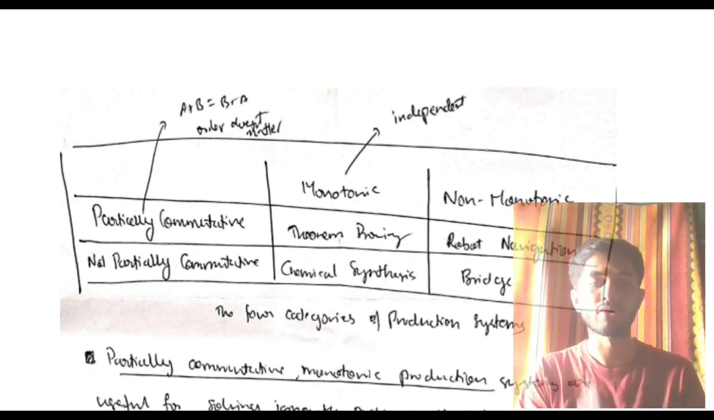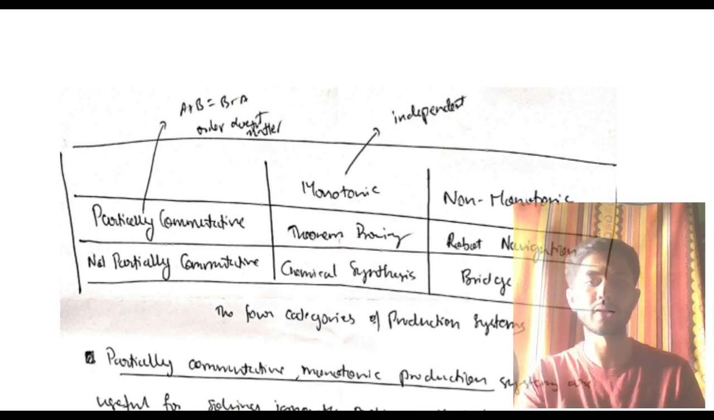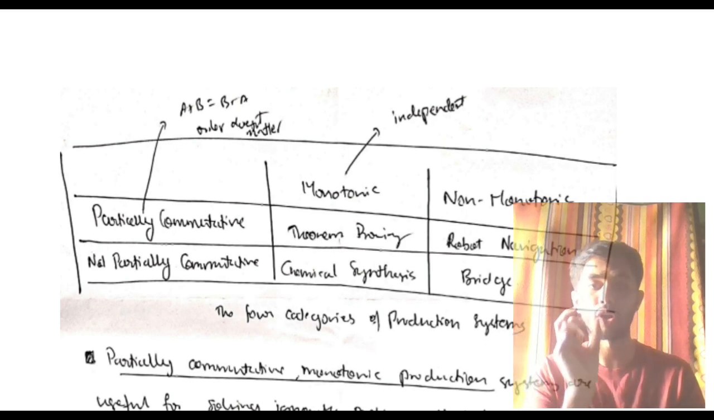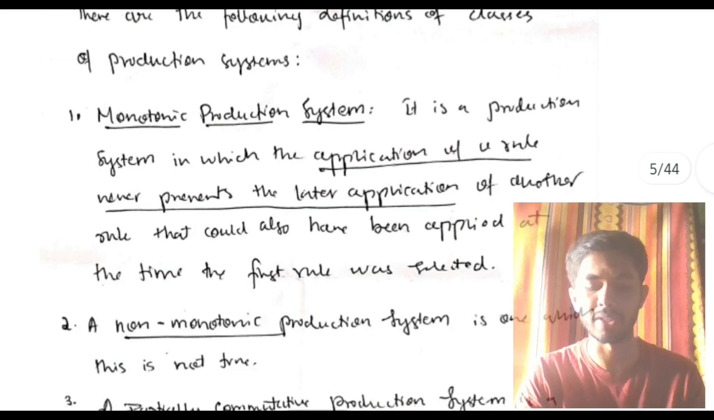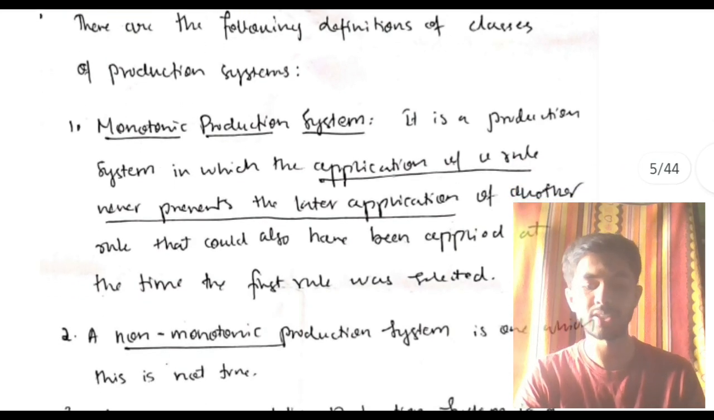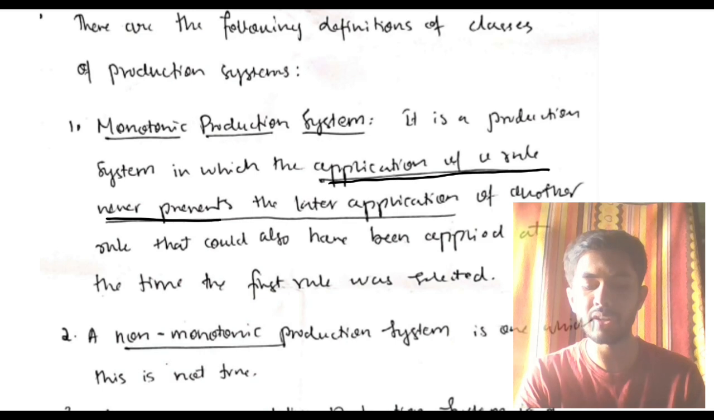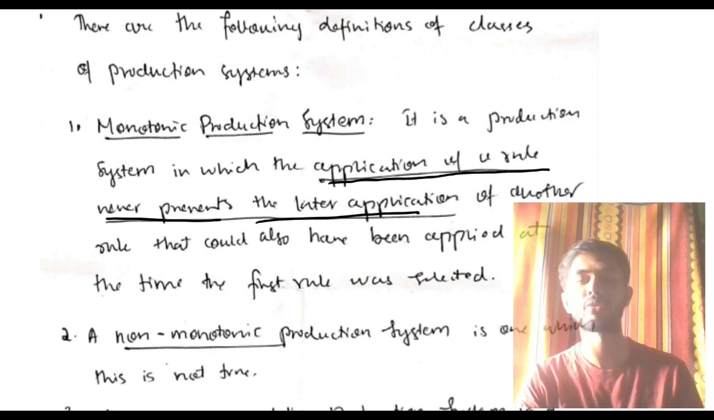Partially commutative. Commutative means what? 1 plus 2 is equal to 2 plus 1. That is commutative. Order does not matter. Non-partially commutative means the order matters in that case. So you just have to remember these 4 things, but more than that you have to actually know what they mean. A few key points regarding each of these: monotonic means what? The application of a rule never prevents the later application of another rule.